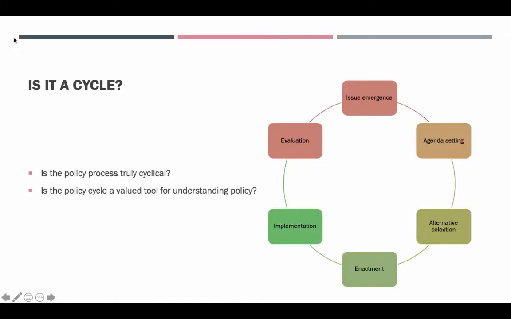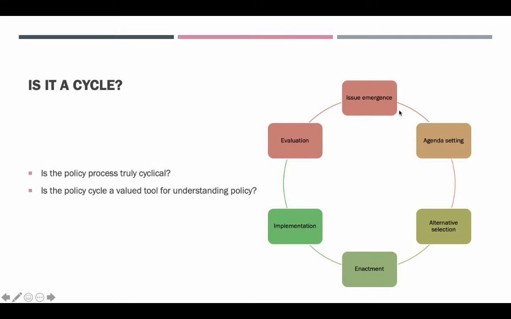So, for a minute, let's revisit this policy cycle. We started with this a couple of weeks ago, talking about the ways in which issues emerge, agendas are set, we select from alternatives, policies are enacted, we actually implement them, and then evaluate. That's a very normative, this-is-how-things-should-be-done version of the world. In reality, the process is A, not as clear as this cycle would make it out to be, and B, maybe isn't as cyclical, right?